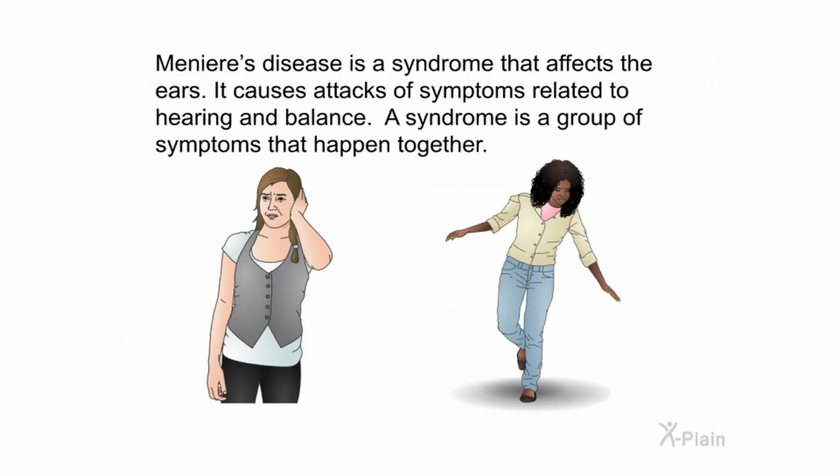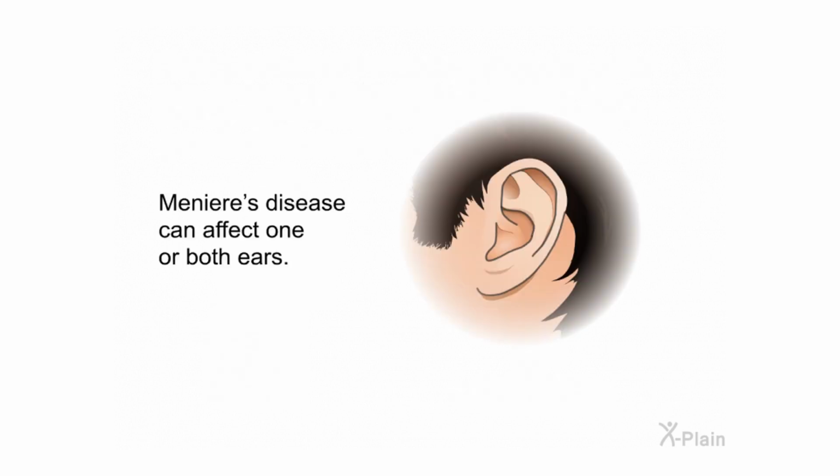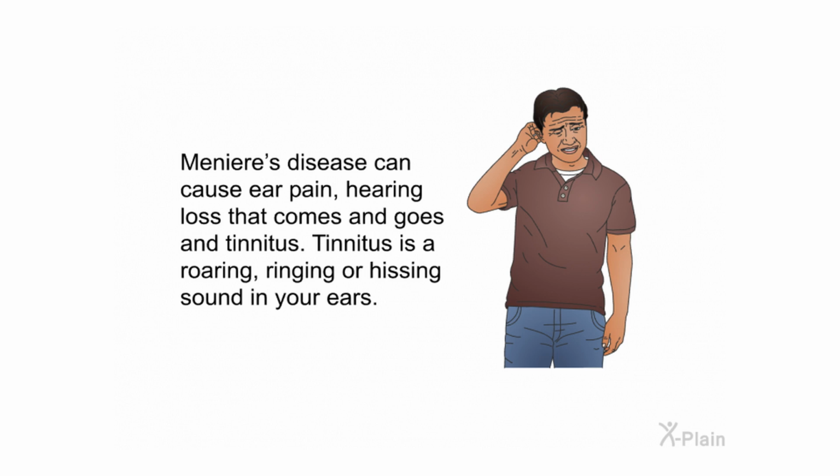Symptoms. Meniere's disease is a syndrome that affects the ears. It causes attacks of symptoms related to hearing and balance. A syndrome is a group of symptoms that happen together. Meniere's disease can affect one or both ears. Meniere's disease can cause ear pain, hearing loss that comes and goes, and tinnitus. Tinnitus is a roaring, ringing, or hissing sound in your ears.